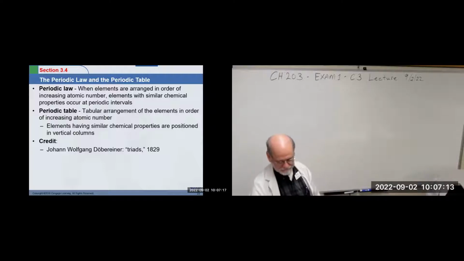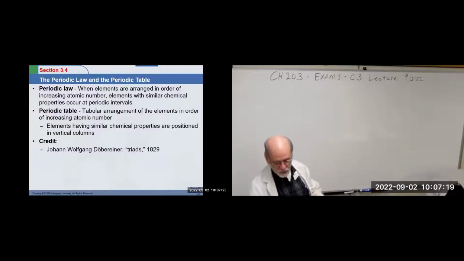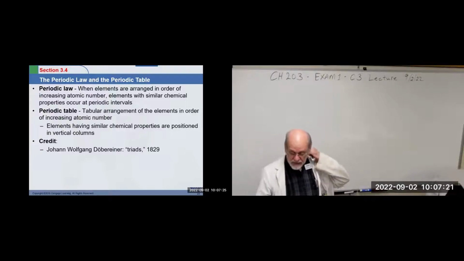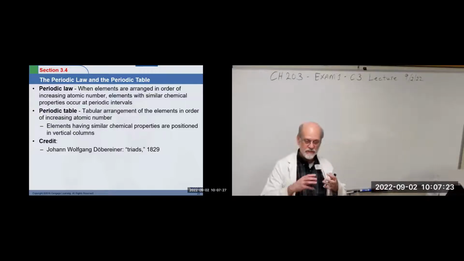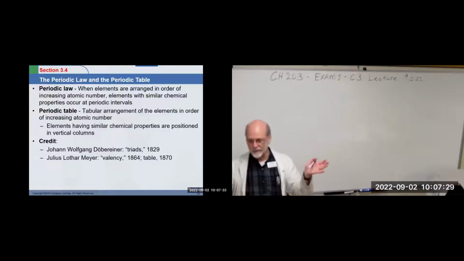Okay. There were some predecessors to Mendeleev. Dobereiner, he noticed a relationship among groups of 3 elements. They had similar characteristics, so he put them in triads, but he didn't even go any further.